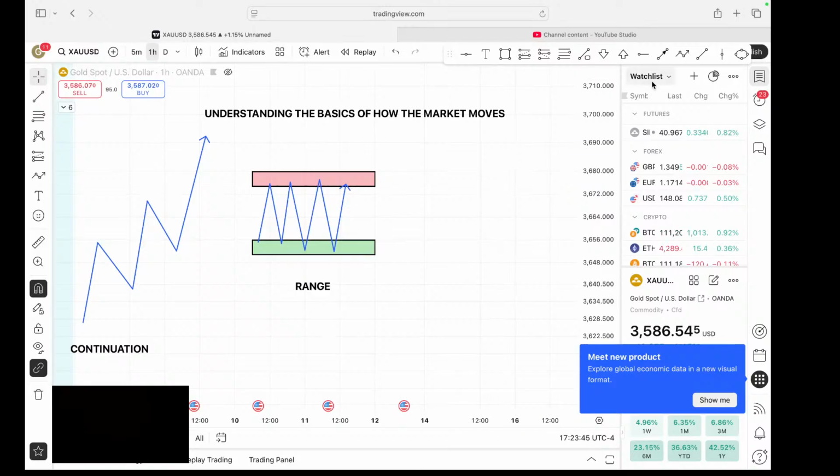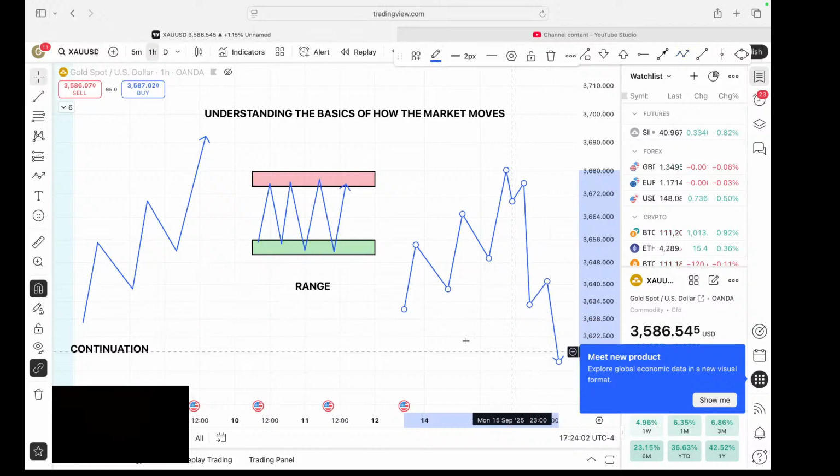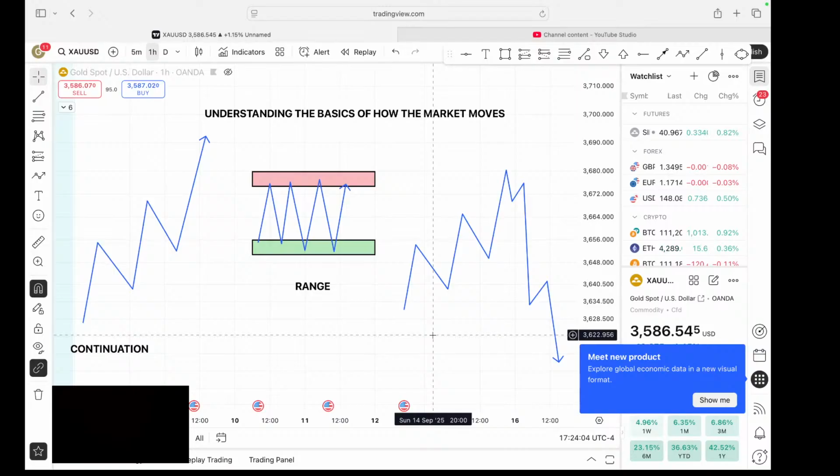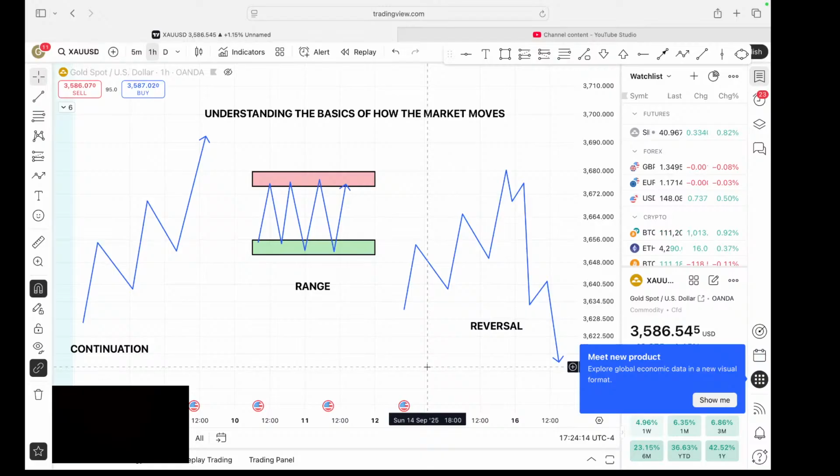Last but not least, we have what's called a reversal. So the market is going up, boom, boom, right? Hits this, boom, boom, and then it just starts going in the opposite direction, right? Let me put reversal. These are the three main ways the market moves every day, or every week, every month, every year.